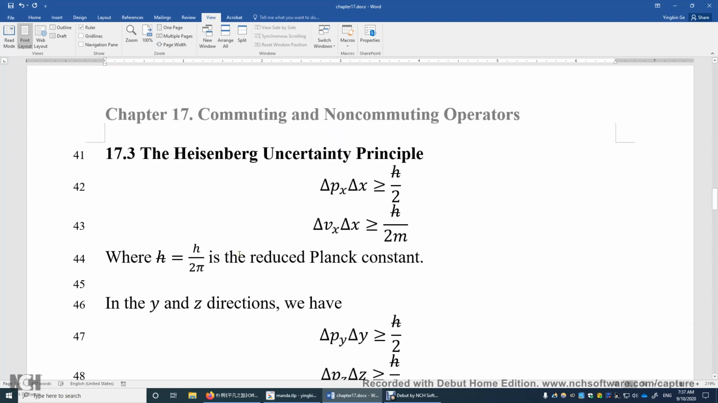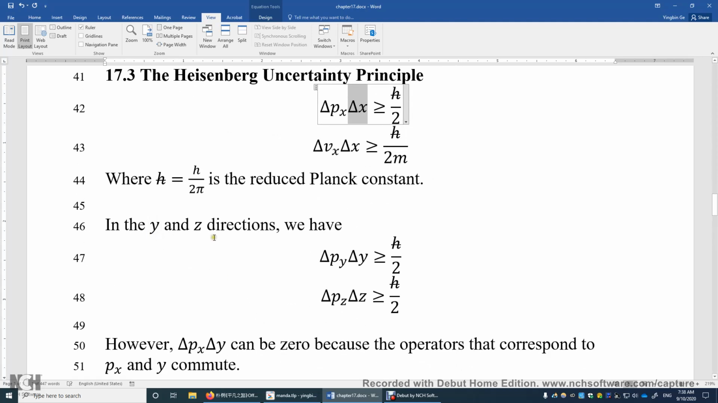Section 17.3, the Heisenberg uncertainty principle. I think you learned this in general chemistry. The uncertainty of momentum times the uncertainty of position is at least 1/2 of h bar. H bar is the reduced Planck constant. I think h bar is roughly 1.054 times 10 to the power of negative 34 joules second. In the y or z direction, we have similar equations.